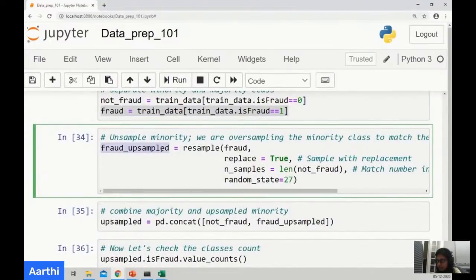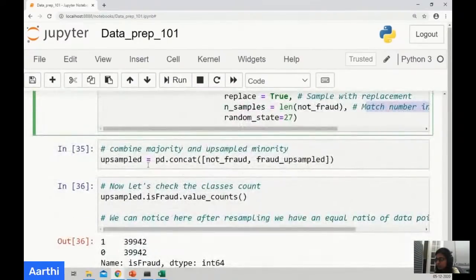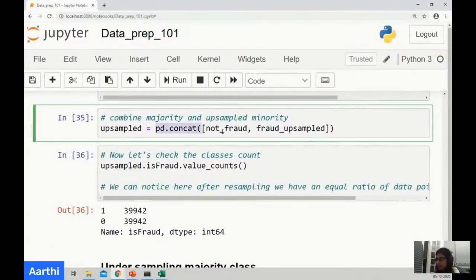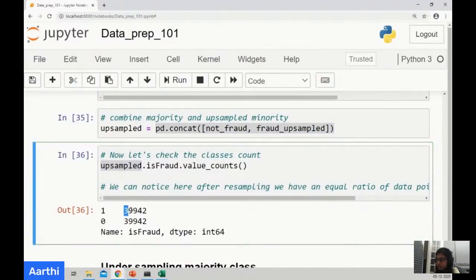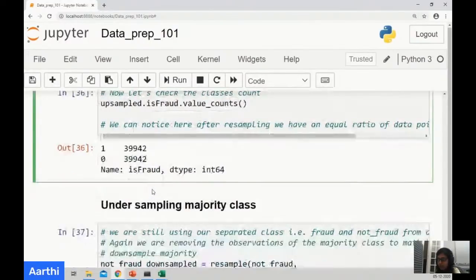And then in the upsampled data, you use the function resample. You give your data set, which is your fraud, and then you set replace to True, like sampling with replacement. And then you're saying that the number of samples should be the length of not fraud. So you want to match your fraudulent transactions to as many not fraud transactions as there are, right? So match the number of the majority class. Once you do this, you join that with the not fraud and the fraud upsampled, and then the upsampled data has 1 and 0 together. So both of them have 39,000 now, right? So this is one way where both 1 and 0 have an equal class split.